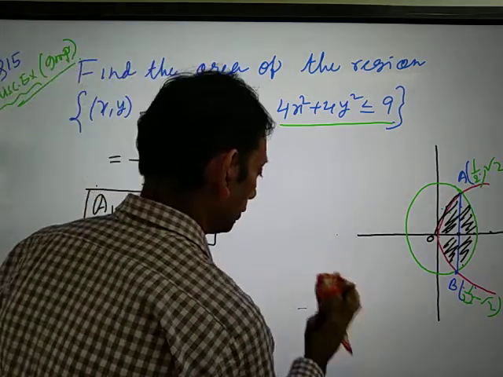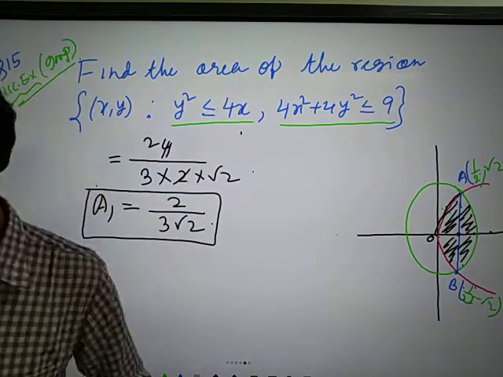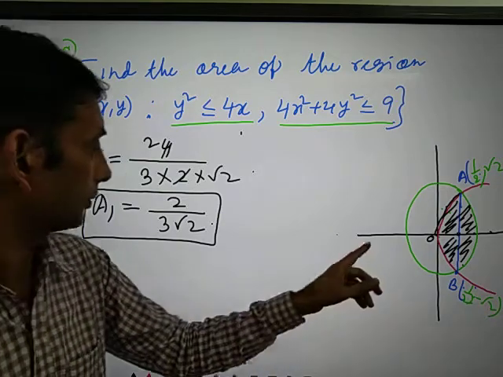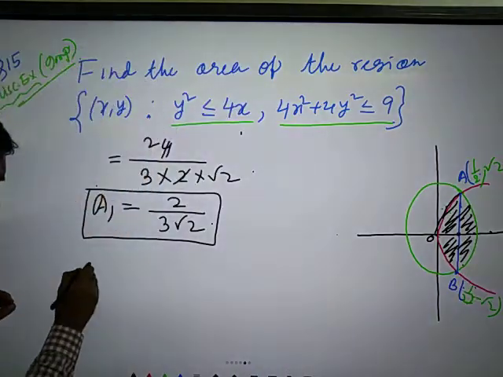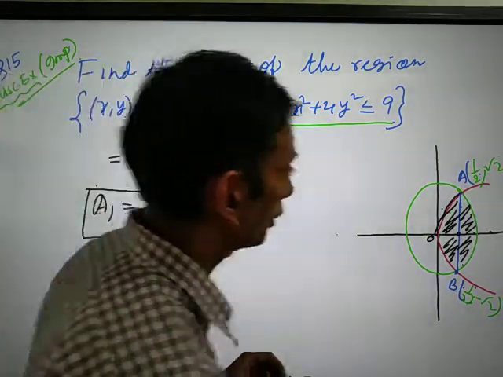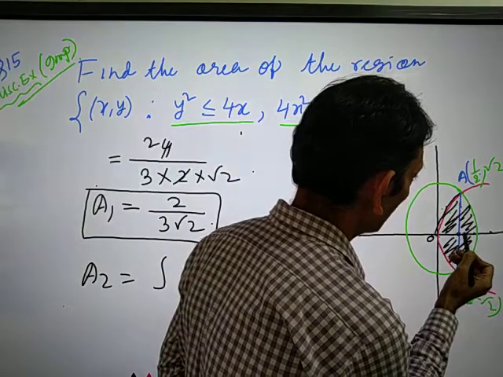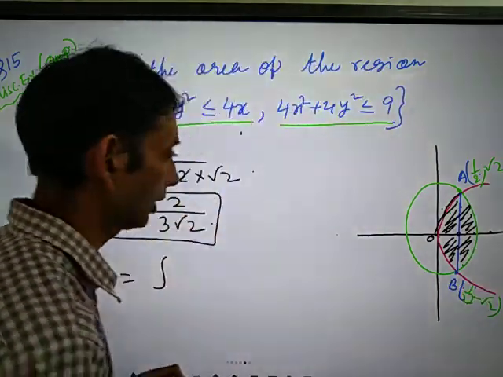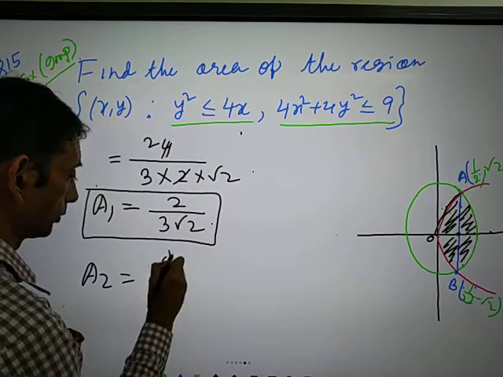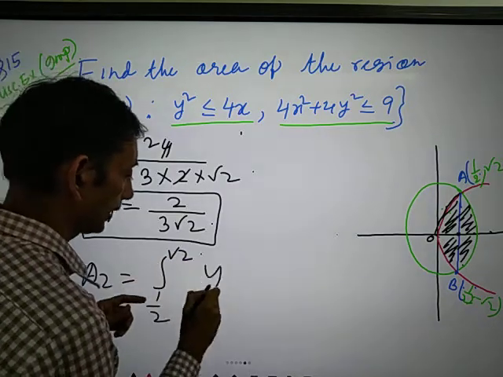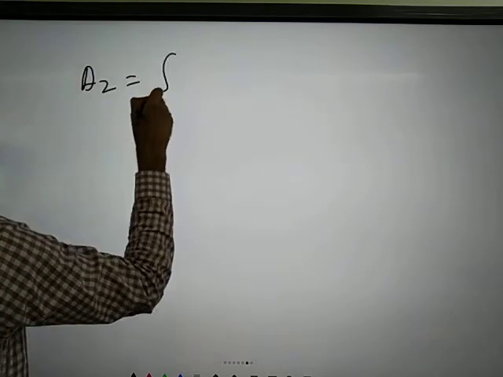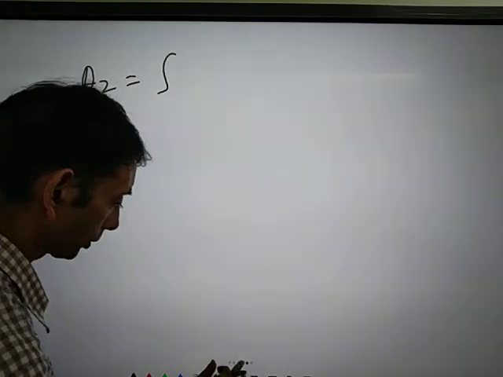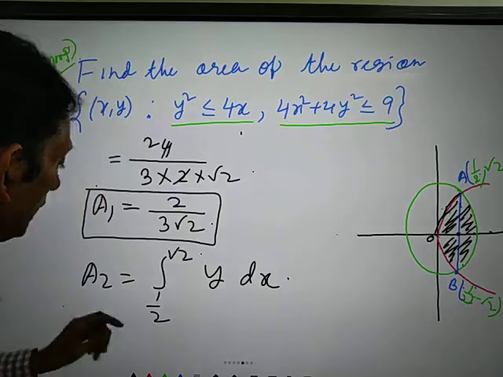Now next we'll find the area bounded by the circle, like A2. We'll integrate from half to root 2, y dx. So we'll use a new page for that, A2. Okay, I think no, it's not half to root 2.